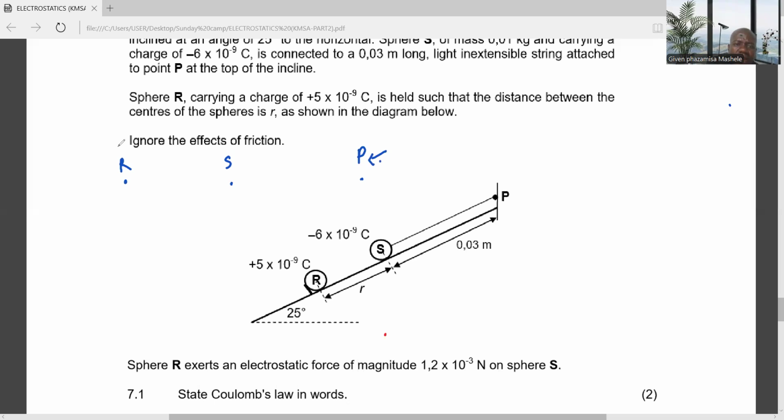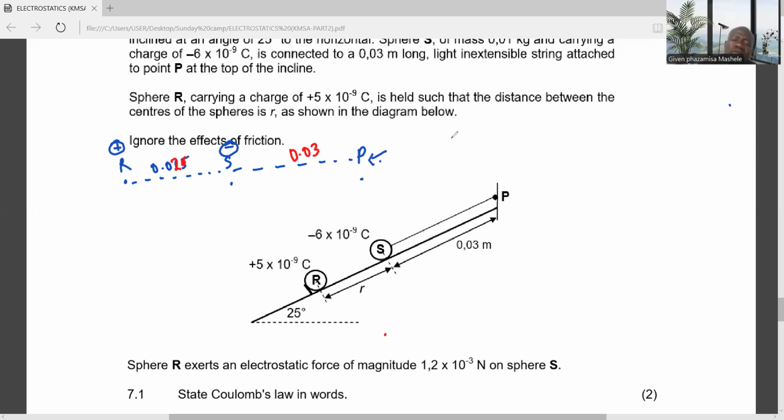Remember, charge R is positive, charge S is negative. So what is the distance between S and R? We just calculate, we got 0.015. So what is the distance between P and S? The distance between S and P is 0.03. We can actually round this to 0.02 if we were to round to the nearest. So let's round to 0.02 because we got 0.015.